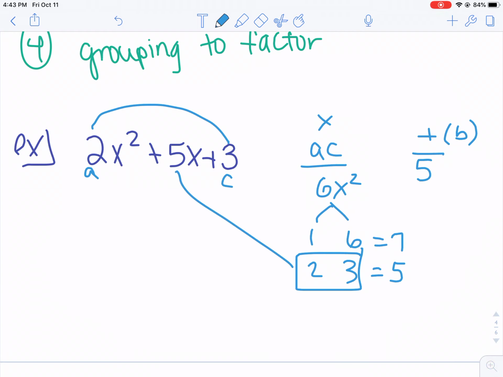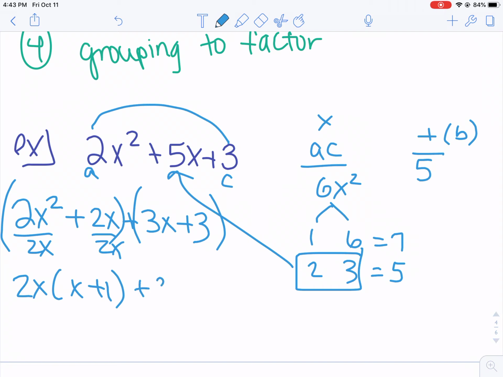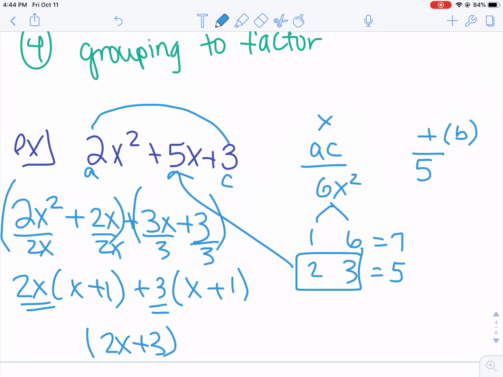What I do with the 2 and the 3 is replace that 5 with those two terms. So 2x squared plus 2x plus 3x plus 3. We're going to group the first two terms and group the last two terms. The GCF of the first two is 2x. When I pull a 2x out, that leaves me with x plus 1. The GCF of the second two is 3. I pull that 3 out, which leaves me with x plus 1. So my answer is what's on the outside, 2x plus 3, and what's on the inside, x plus 1.